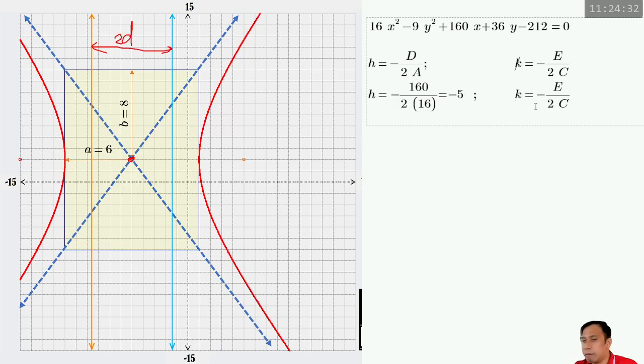How about K? Yung E nito is equal to 36. Okay? Now, take note, yung C nito is negative 9, not just 9, but negative 9. So, evaluating that would give us 2. So, negative 5, 2. Pwede lang natin siya ma-shortcut. Diba? Okay kayo eh.